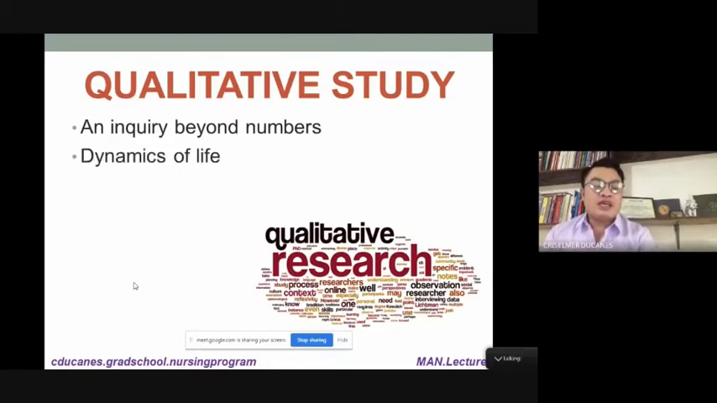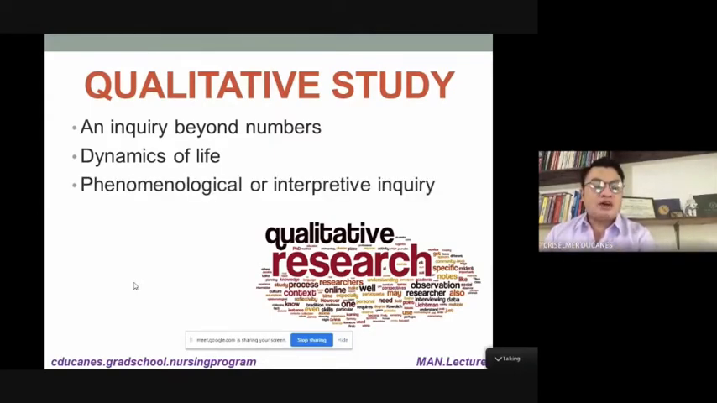And also, it deals with the dynamics of life. When we say dynamics of life, that means life is changing. Change is constant. In your quantitative study, it is fixed. It is the absolute truth because you have the numbers. However, in your qualitative study, it keeps on changing. My story is not the same as yours, and his story is not the same as hers. That's why your qualitative study can be flexible. It is flexible, it is changing.